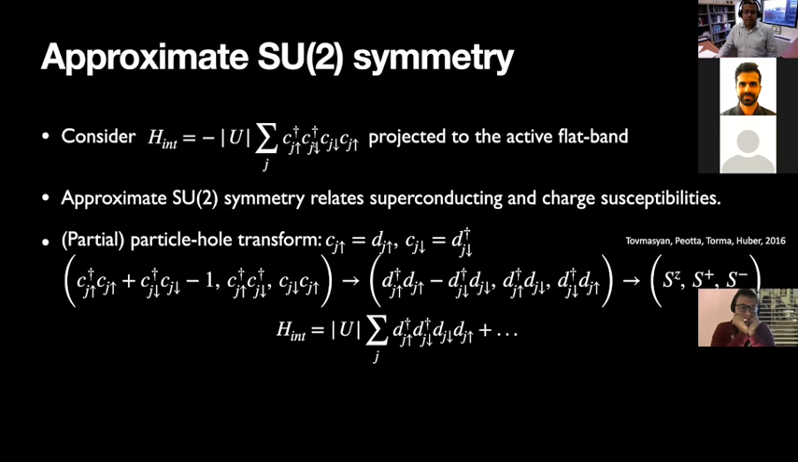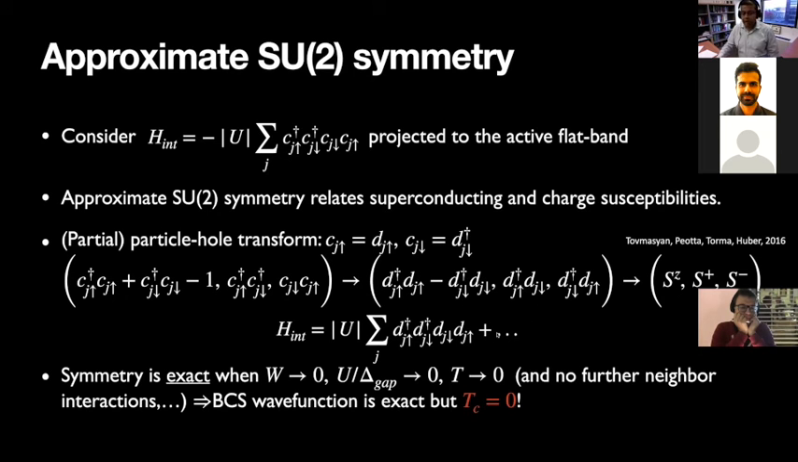And in terms of the d's, the attractive-U Hubbard model that we wrote down becomes a repulsive-U Hubbard model for the d's. Now there are other corrections here which can, in principle, spoil this perfect SU(2) symmetry. But if you just focus on this part of the Hamiltonian, this is perfectly SU(2) symmetric.